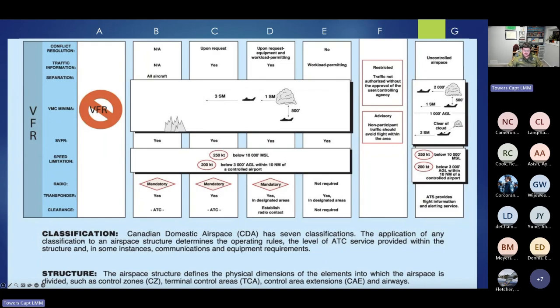So the application of any classification to an airspace structure determines the operating rules, the level of ATC, so air traffic control service provided within the structure, and in some instances, communications and equipment regulations. The structure defines the physical dimensions of the elements into which the airspace is divided, such as control zones, terminal control areas, control area extensions, and airways.